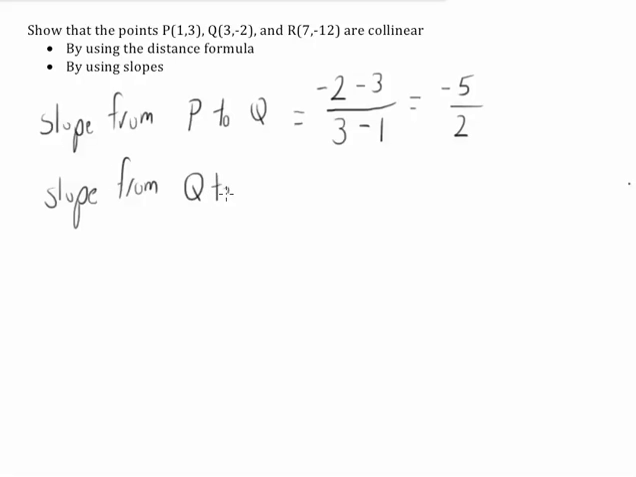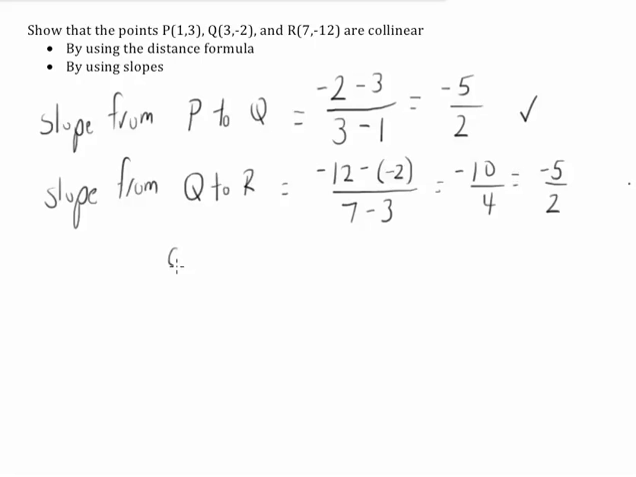All right, let's do the slope from Q to R. So we have minus 12 minus a negative 2 over 7 minus 3. Again, notice how I'm lining up points here. Y is on the top, x is on the bottom. We get negative 10 over 4, which simplifies to negative 5 halves. Those slopes are equal. Check. So that's another example of why we know that these 3 points are collinear. So there's our two methods, the distance formula and slopes.